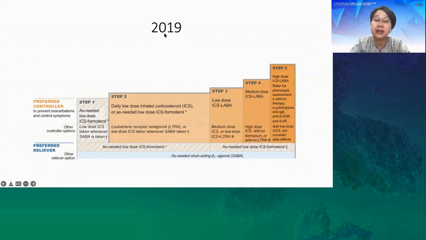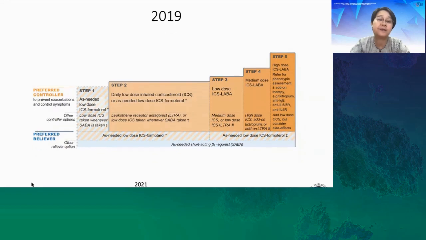So you have a look at the GINA guidelines in 2019. Lo and behold, step 1 is a little bit different. What is the preferred controller now? As needed low dose ICS formoterol. So ICS LABA, but the caveat is the LABA must be formoterol, because formoterol is the only LABA with a fast mode of action able to actually give good relief of symptoms. So in 2019, this was the main difference in terms of step 1 therapy, meaning that in mild asthma, you don't use SABA anymore. You consider as your preferred controller as needed low dose ICS LABA formoterol.